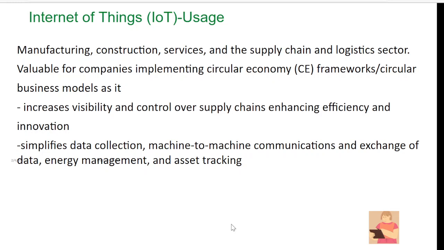And IoT also enables the exchange of the data. It's also energy efficient. It manages the energy, and asset tracking is also possible. Now the examples are asset tracking, energy management, and exchange of data. All these are the points that we have highlighted as the uses of Internet of Things for the companies which are using circular economy frameworks.